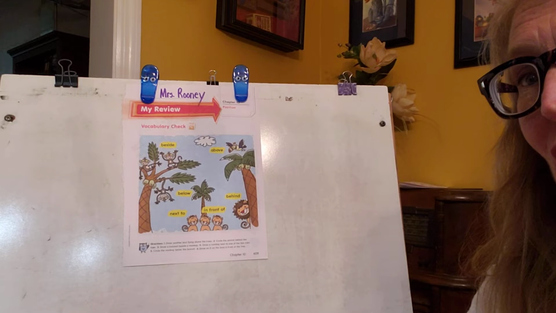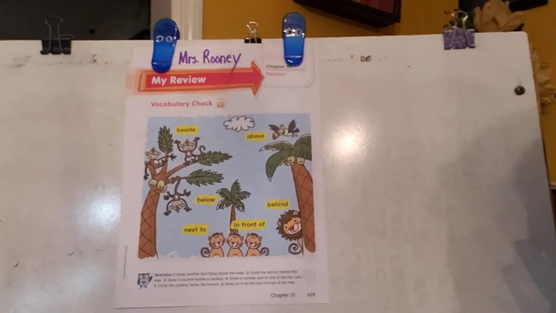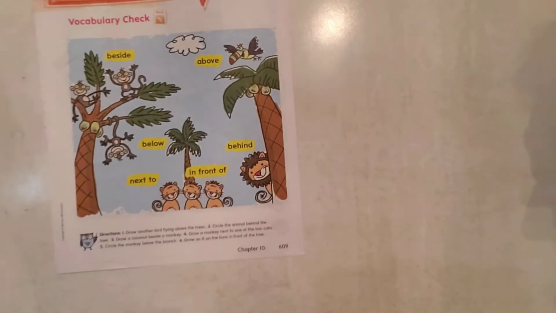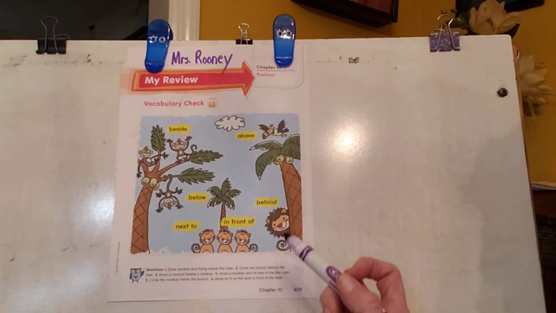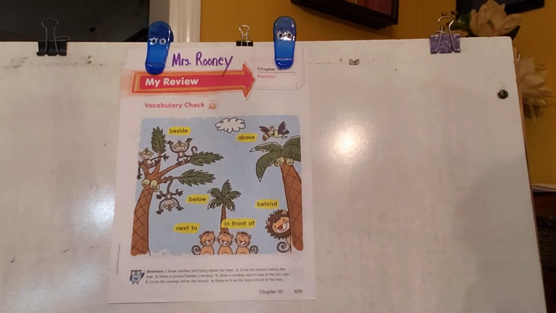So what I'm going to ask you to do is open up your math workbook to page 609, and I'll get real close there so you can see it. There you go. Page 609 in your math book, okay? And you're going to be looking for this page. You're going to see the red arrow up at the top. Remember, that's our My Review page.